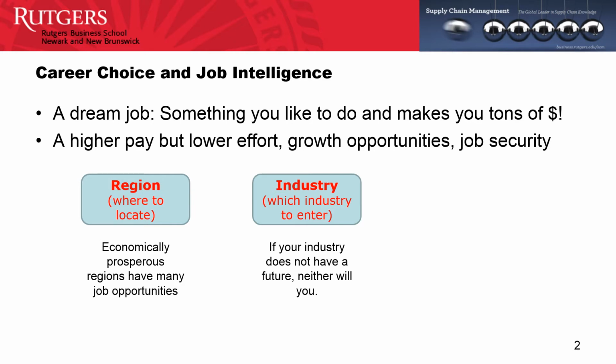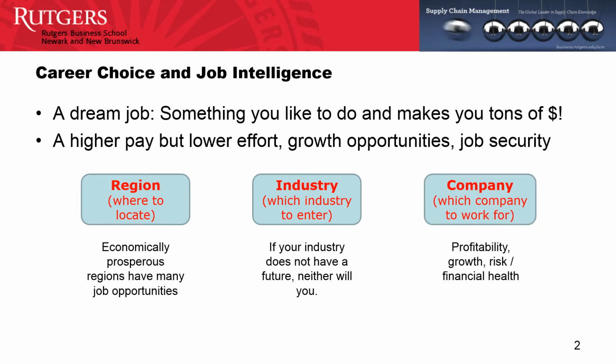The third decision is on companies. Which company to work for? You may prefer those companies that can outperform their peers on profitability, growth, and financial health. The details will be covered in Week 4 lecture on job intelligence.